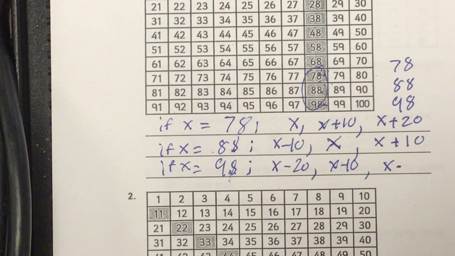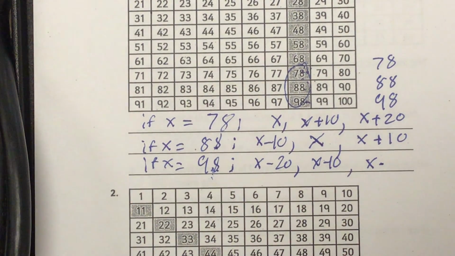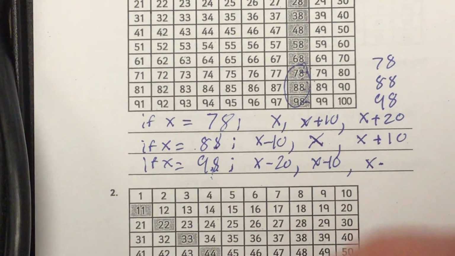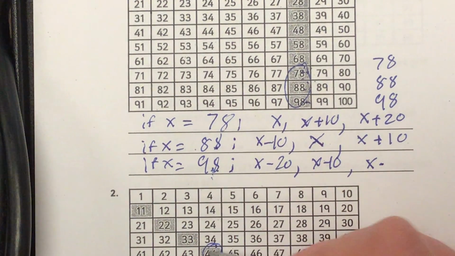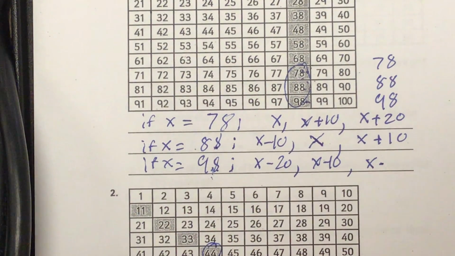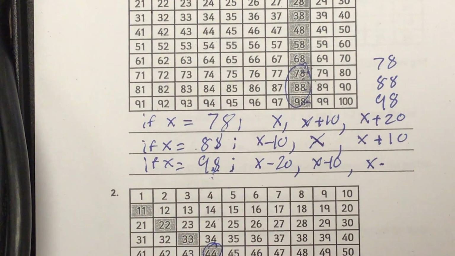All right, so let's pick 3 numbers from this next one now. We're going to do the same thing we just did. Shaded numbers: 44, 55, and 66. So these are our 3 numbers here. So this first one, x equals 44. How do we get to 44?